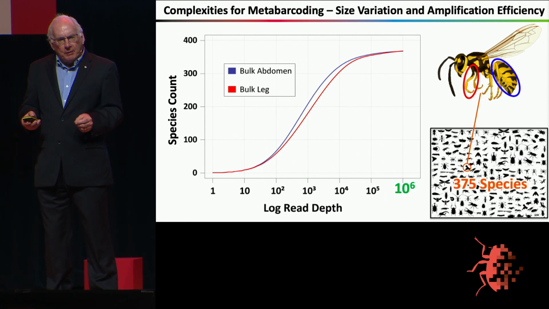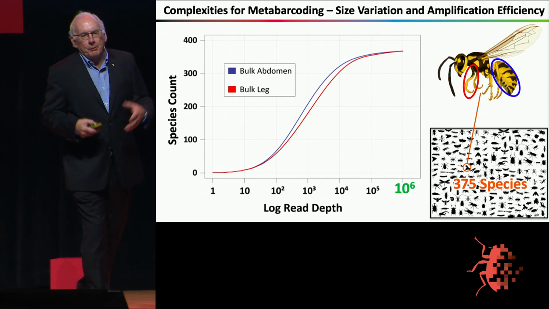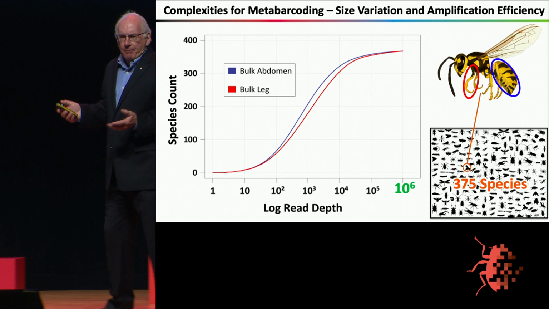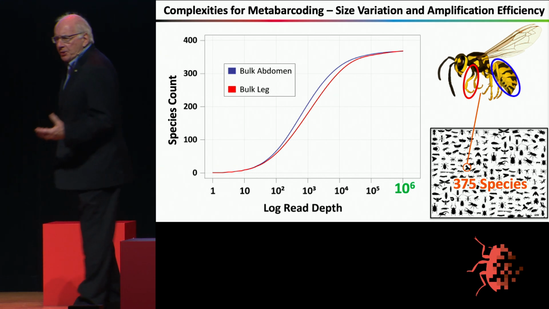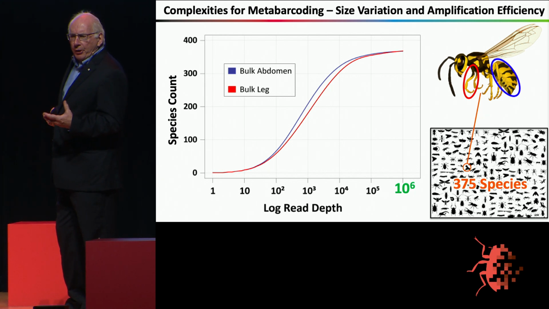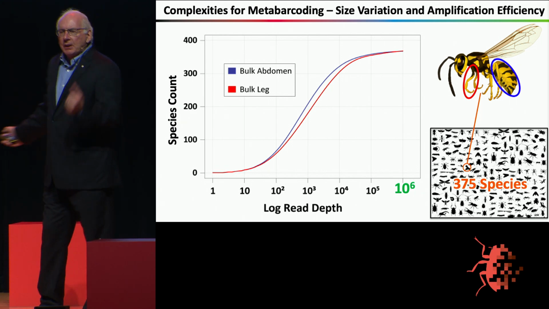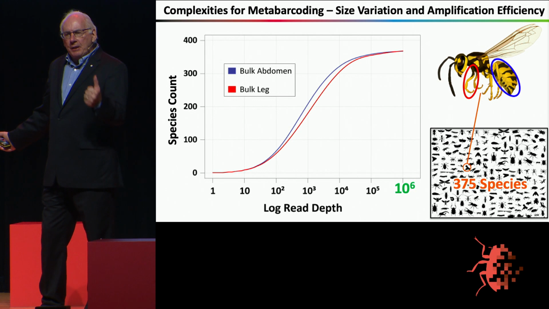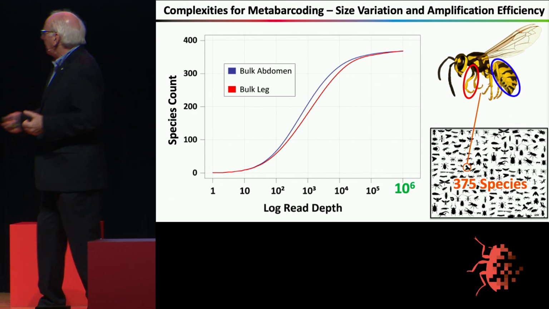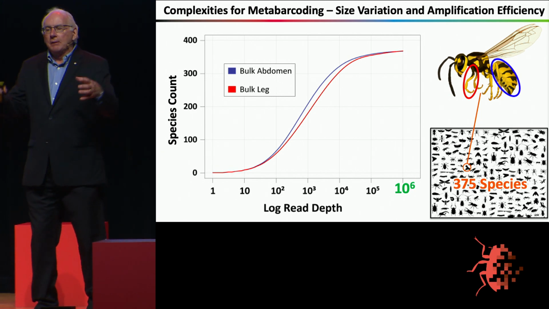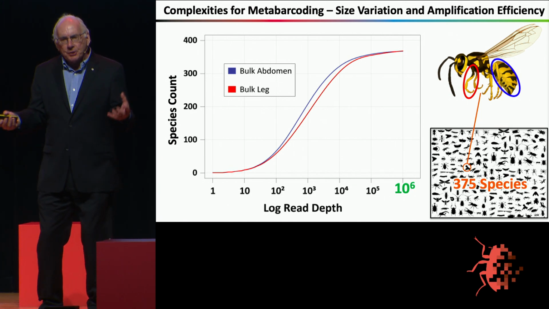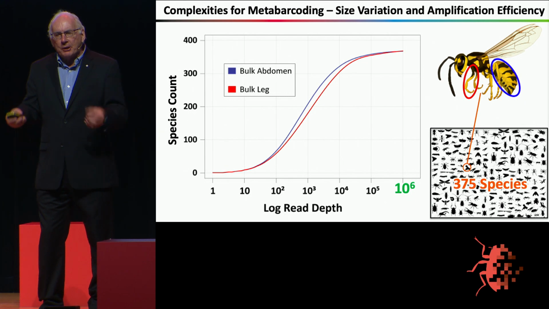One complexity. You might think, okay, here's an example. Let me just show you the complexity you encounter. Here's a standard metabarcoding study, a simple one, 375 species. Kept simple, every species represented by one individual. Pull a leg off every individual, pull an abdomen off, bulk them up, extract the DNA. So it's basically metabarcoding, but we know how many species went in.